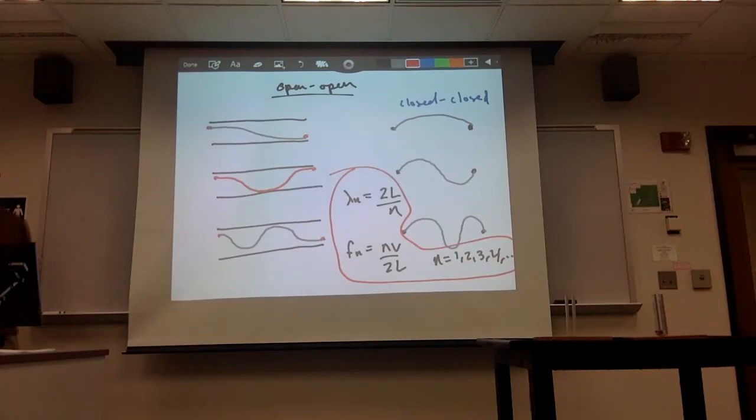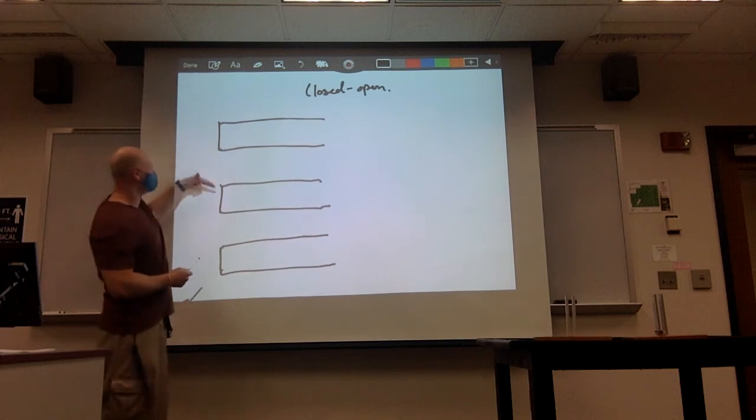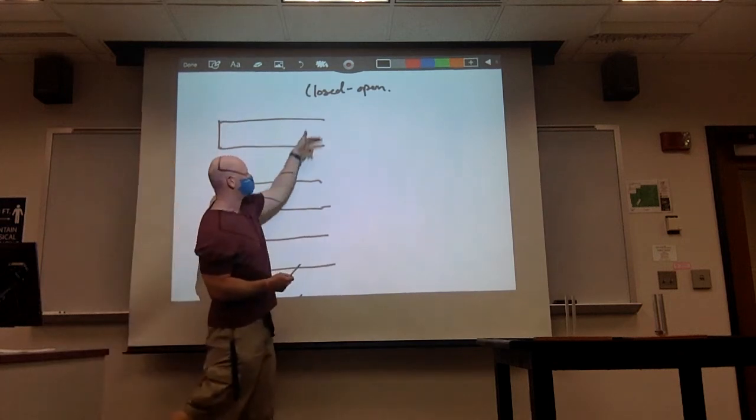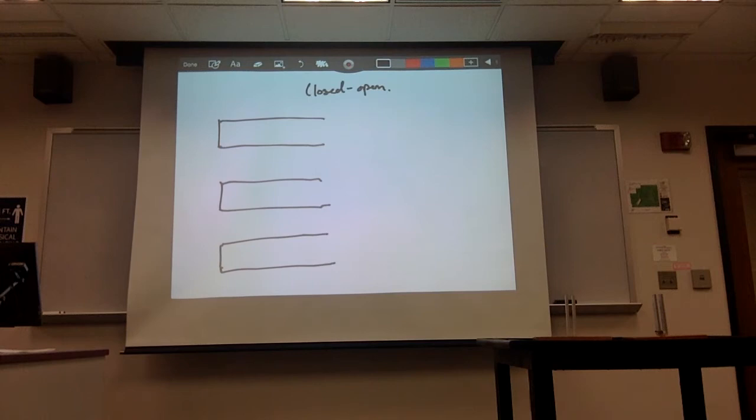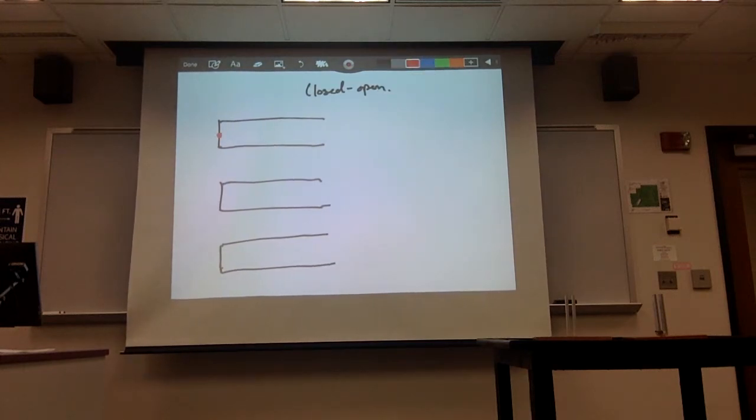Everyone's okay? Now let's look at the other case. The other case then is what? The closed open or the open closed. So for this one, I get something that looks like this. We already did this in the lab, but I'm going to redraw these anyway to remind ourselves. The difference here is I have to have a displacement antinode on this side and a displacement node on the other side, which means that, let me do it in red like I did before, node with an antinode, node with an antinode, and again, node with an antinode.